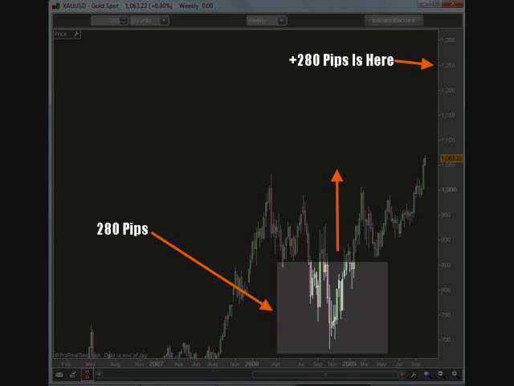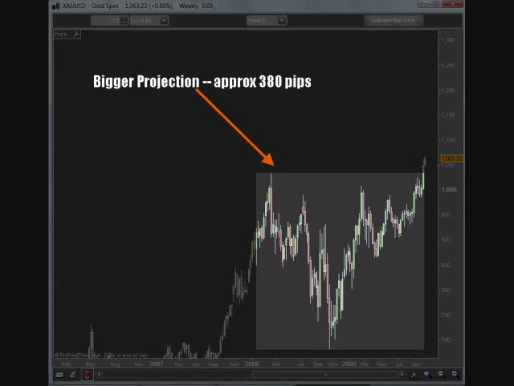So projecting forward based on previous support and resistance levels is something we can do when we're at all-time highs or all-time lows. Of course, it also depends on which support and resistance level you're looking at. A more conservative one would be a smaller step forward, which is what I did in the previous example. We looked at a 280 pip pullback.